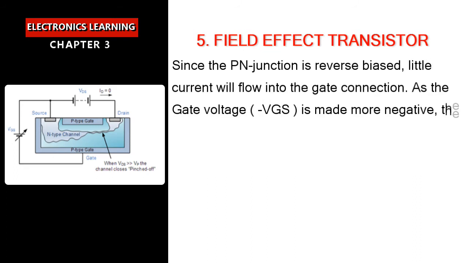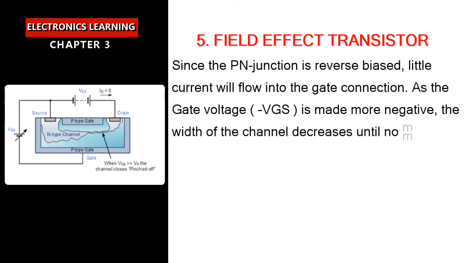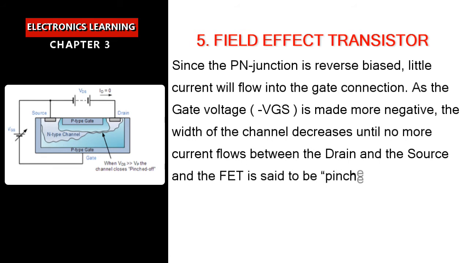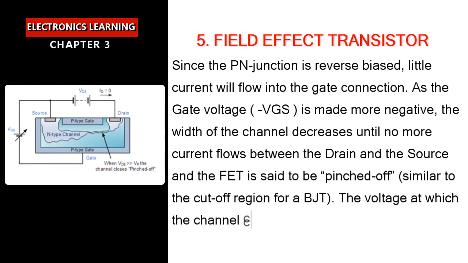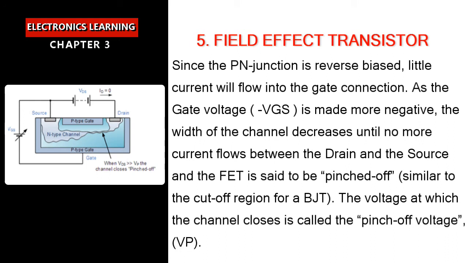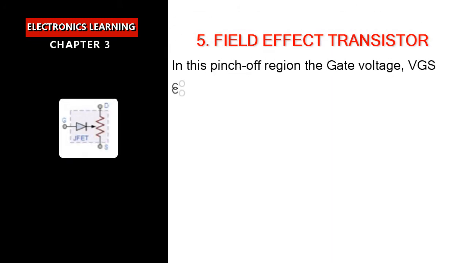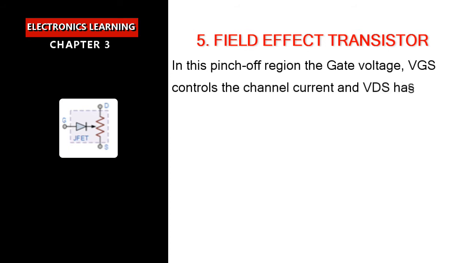As the gate voltage, minus VGS, is made more negative, the width of the channel decreases until no more current flows between the drain and the source, and the FET is said to be pinched off, similar to the cutoff region for a BJT. The voltage at which the channel closes is called the pinch-off voltage, VP. In this pinch-off region, the gate voltage, VGS, controls the channel current and VDS has little or no effect.